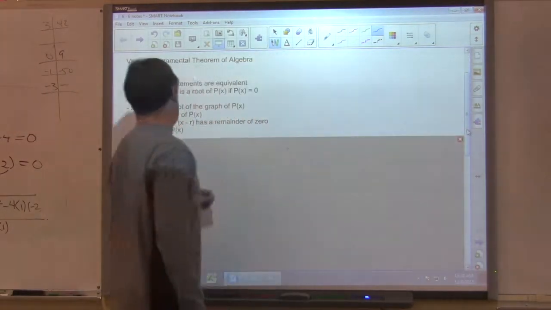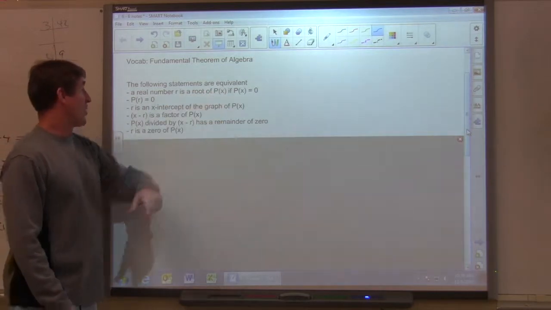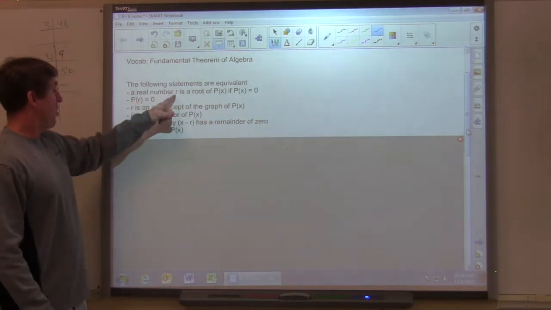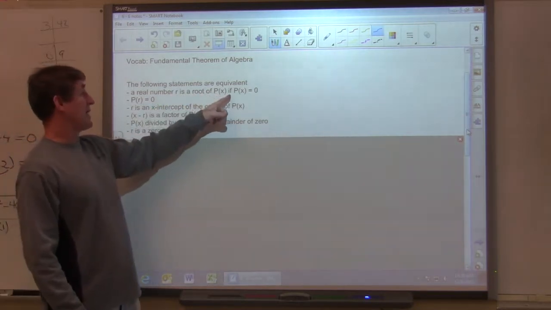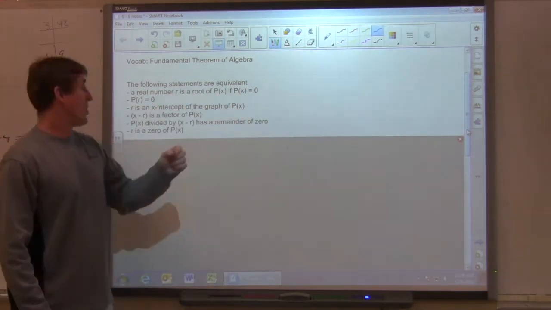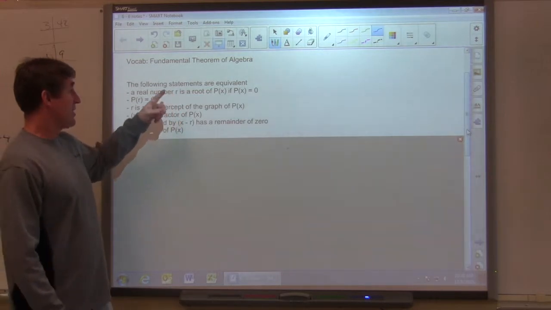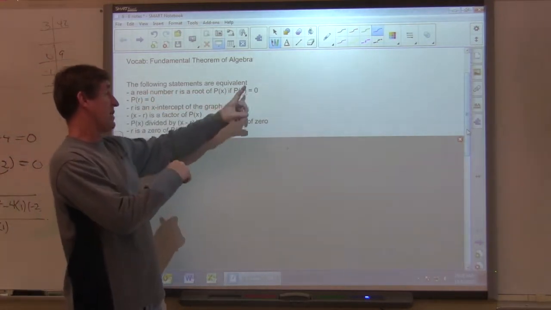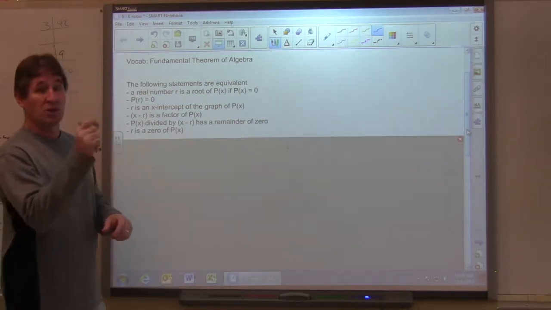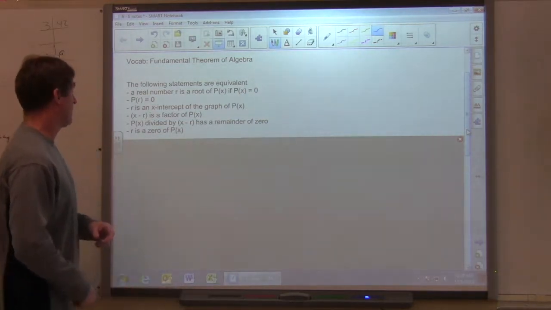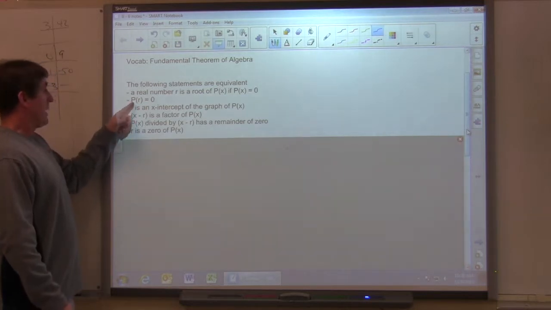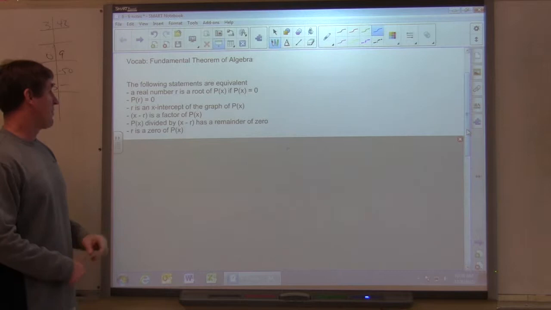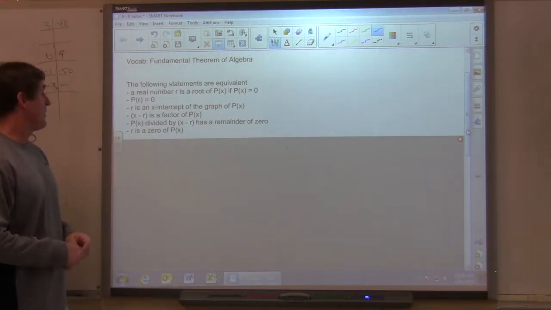It says the following statements are equivalent. And so this is kind of a combination of what we've done. A real number, r, is a root of p of x if p of x equals 0. So remember when we did synthetic division, or we plugged r into p of x for x, and we get 0, then we knew that it was a root or a 0 of the function. P of r equals 0. That's the same thing. That's just meaning we're plugging r in. It's just another way of saying it.